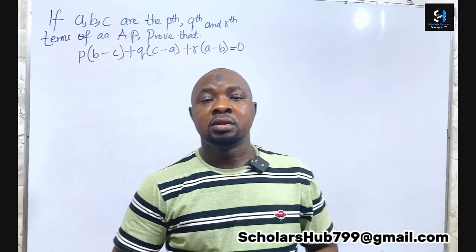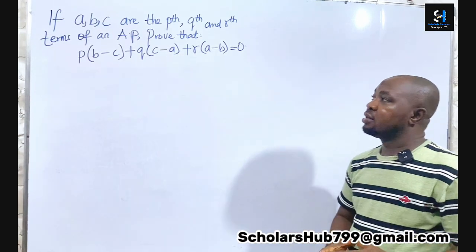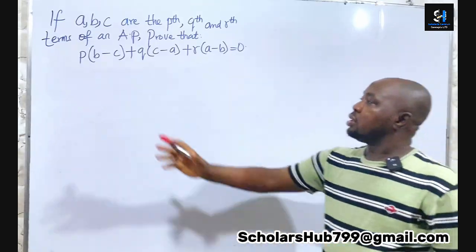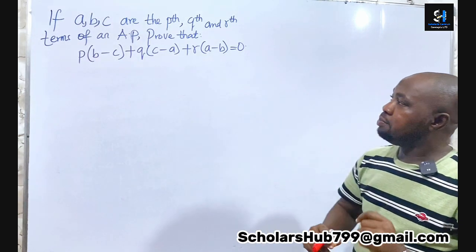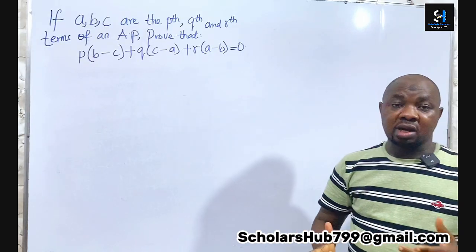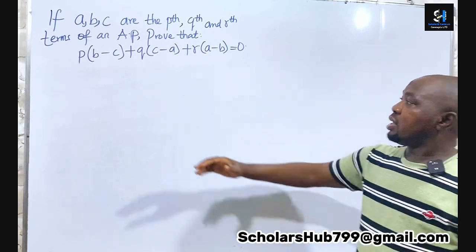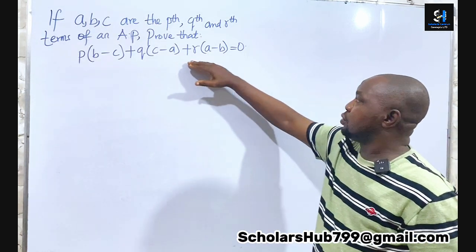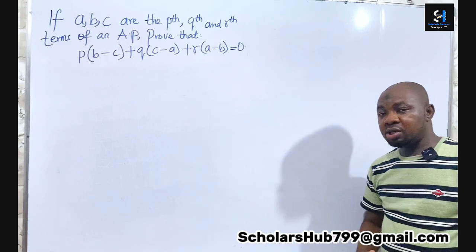Hello everyone, let's walk through this math challenge on the board. If A, B, C are the pth, qth and rth terms of an AP, that is arithmetic progression, our task is to prove that this expression is equal to 0.